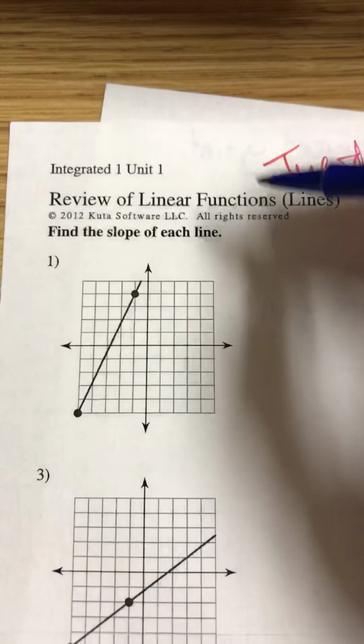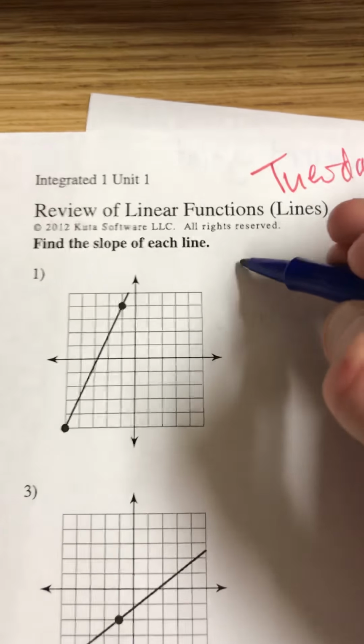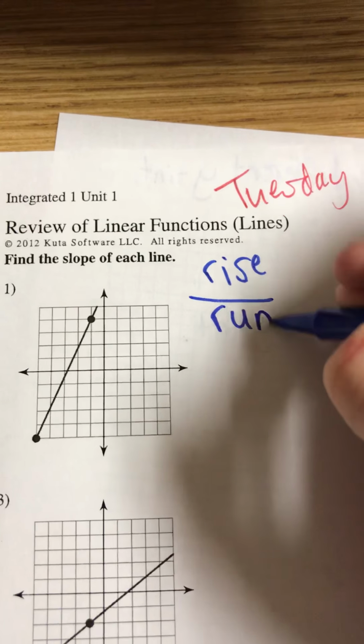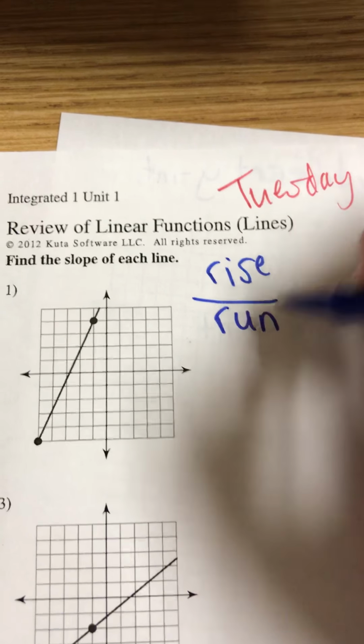Today for our ELT, we're going to review linear functions and really get into slope and slope-intercept form. The first set of problems we're going to look at is just finding the slope of each line. Remember, to find the slope from a graph, you must use rise over run. This equals the slope, or in slope-intercept form, the m value.